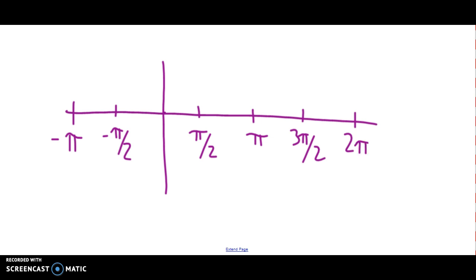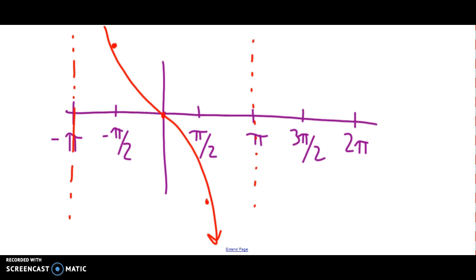Okay? So, vertical asymptote. I had one at negative pi. And then I had one at positive pi. The important values, at negative pi over 2, I was at a positive 1. At 0, I was at 0. And at pi over 2, I was at negative 1. So my graph is going to look kind of like this, right here.